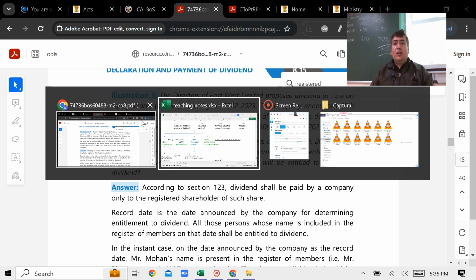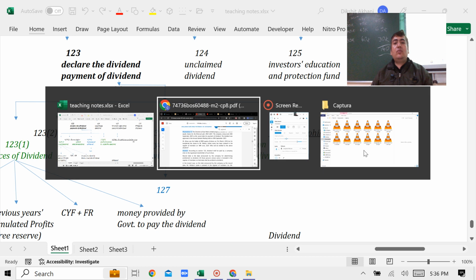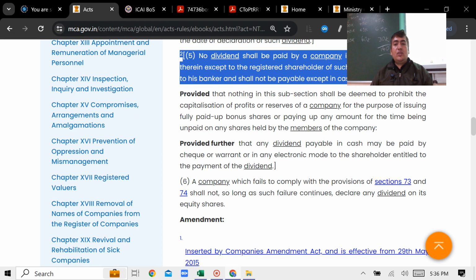Now, last, what I want to discuss is the dividend prohibition. It is written that when you don't comply with the provisions of section 73, you can't pay the dividend. Now, what is 73? When you read here section 123 subsection 6, they are saying 73 and 74. What does it mean? Because 73 and 74 are covered under the chapter of deposits. Have you heard about public deposits?